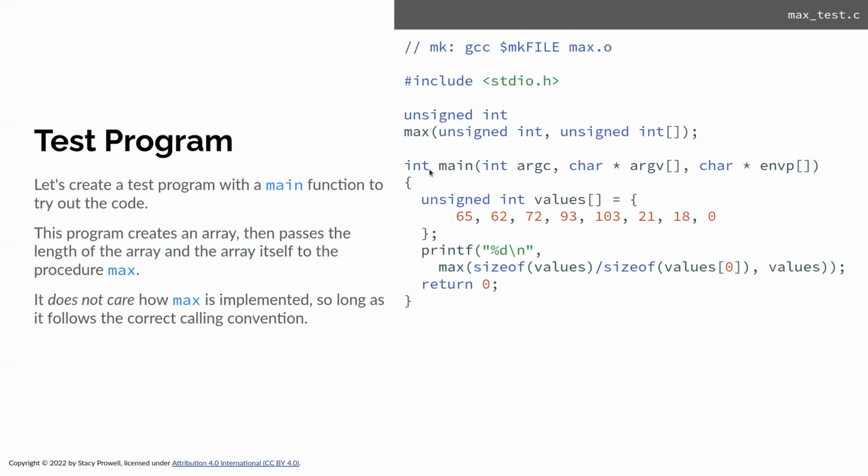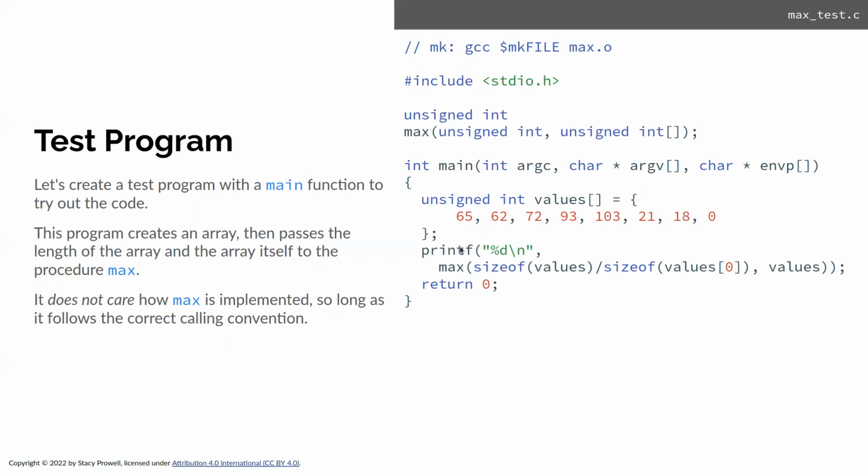And here's my int main, argc, argv, and I like to show this sometimes just so people don't forget it's here, envp. That's your environment variables. We won't use them. I just like to point out that they're there. So I'm going to define an array of unsigned ints. Look at that, 65, 62, 72 is the highest, 90, 103. 103 is the max. There we go.